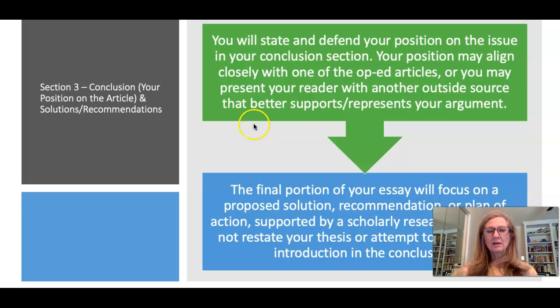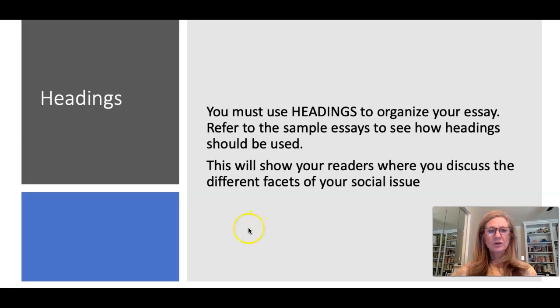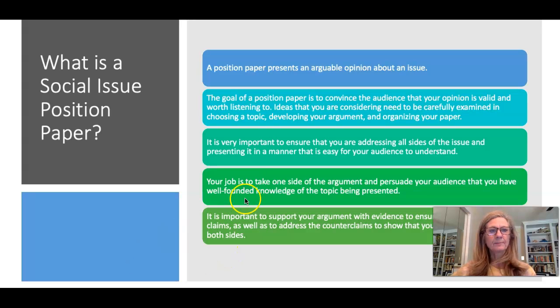Section 3 has your conclusion, which is your position, and then the final portion is your proposed solution or recommendation. Here's where you use your scholarly, peer-reviewed journal article. Then, of course, your works cited page. You're going to use headings between your sections. This is going to show your reader as you're transitioning from one section to the next.